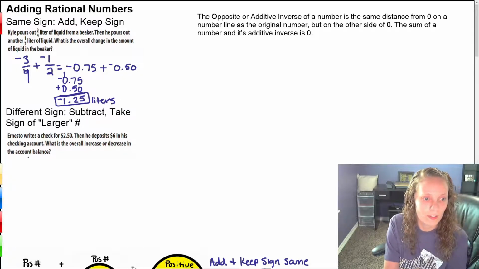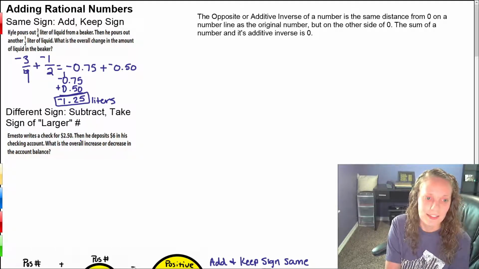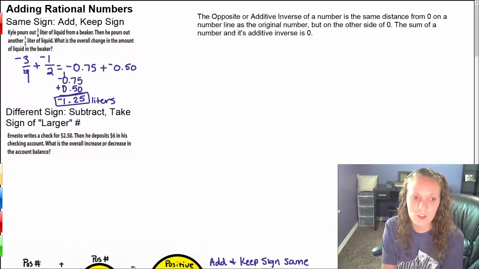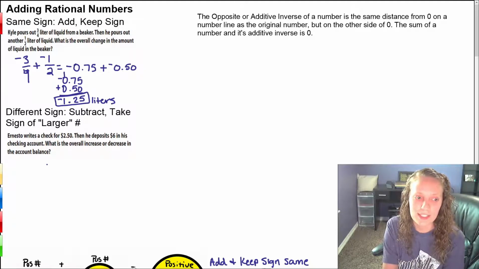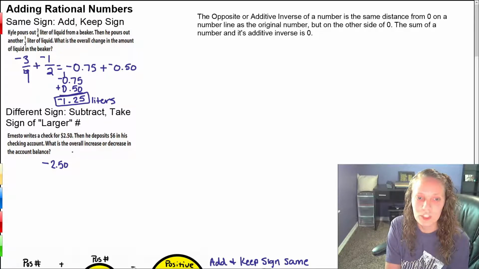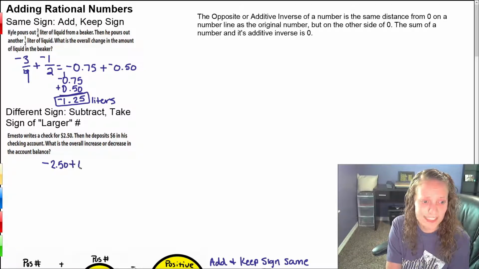Ernesto writes a check for $2.50. Then he deposits $6 into his checking account. What is the overall increase or decrease in the account? When you write a check, you are spending money. So that's a negative 2.50. And then when you deposit money into an account, your account is going up. So that is positive $6.